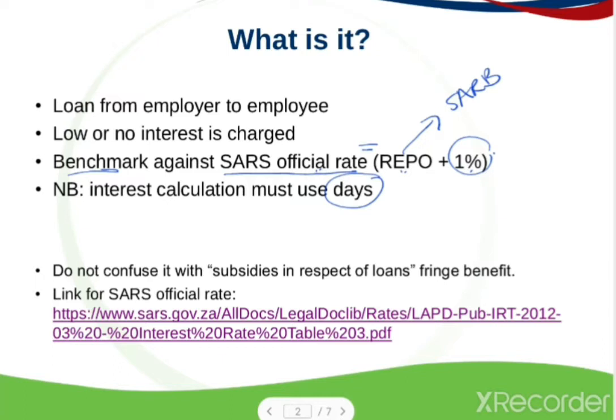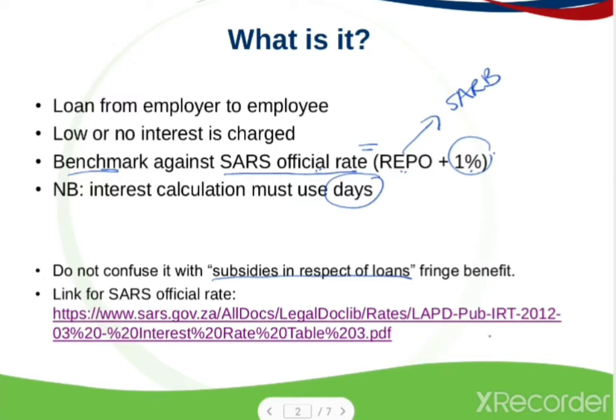Do not confuse this fringe benefit with the fringe benefit that's in respect of subsidies in respect of loans. That is a different fringe benefit where the employer is getting involved, but the actual loan is between an employee and a third party. And the employer then volunteers to either pay some of the interest or some of the capital repayments for the employee. And this fringe benefit, the loan is directly between the employer and the employee.